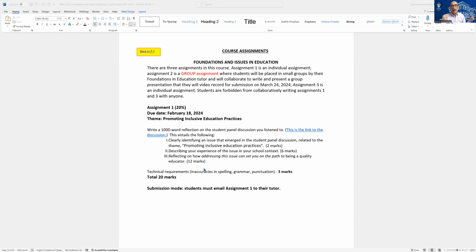So notice that this is worth 12 marks. This is 6 times question 1 and twice question 2. So this has implications for the amount of thought that goes into it and the length of it.